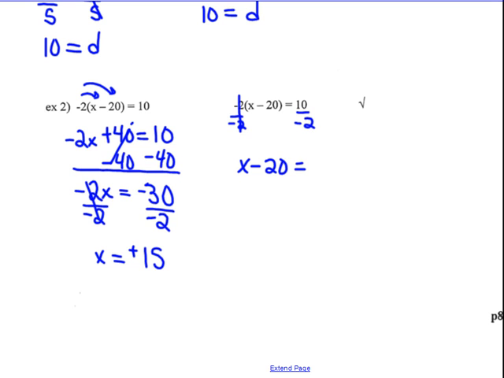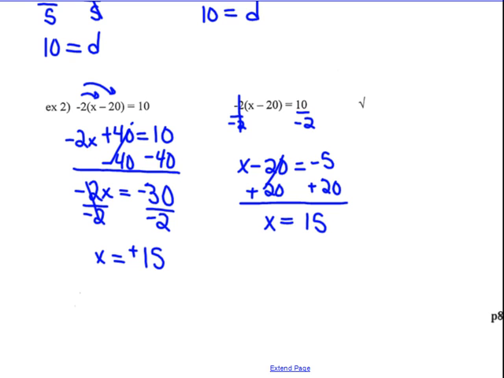10 divided by negative 2 is negative 5. Now I have a single operation, subtraction of 20 from my x. Okay, the opposite is to add 20. So x equals negative 5 and positive 20, different sign, subtract. 20 take away 5 is 15, keep the sign of the larger absolute value, which is positive 15.